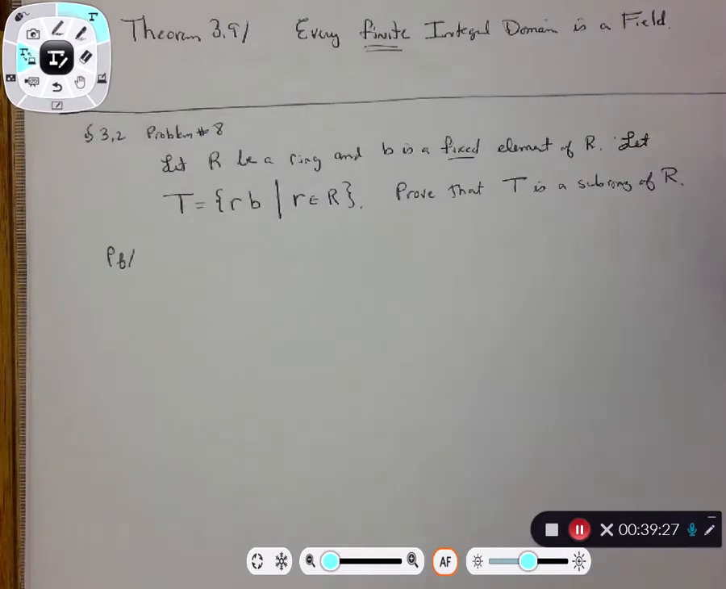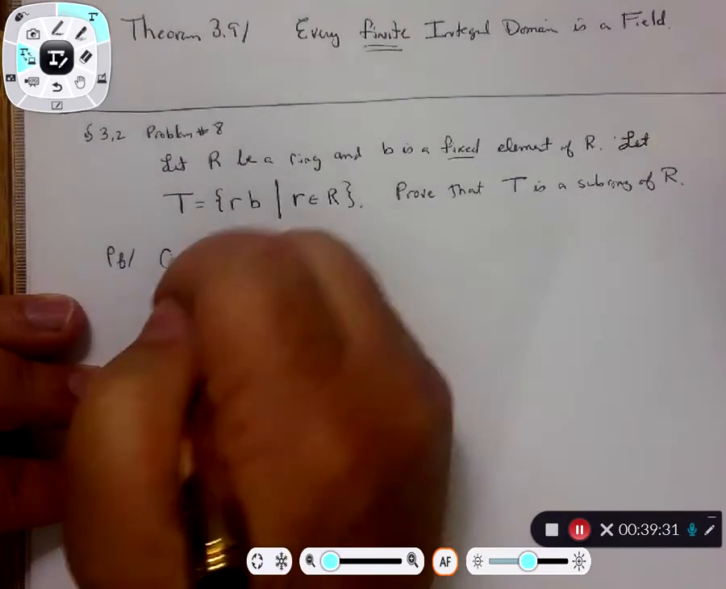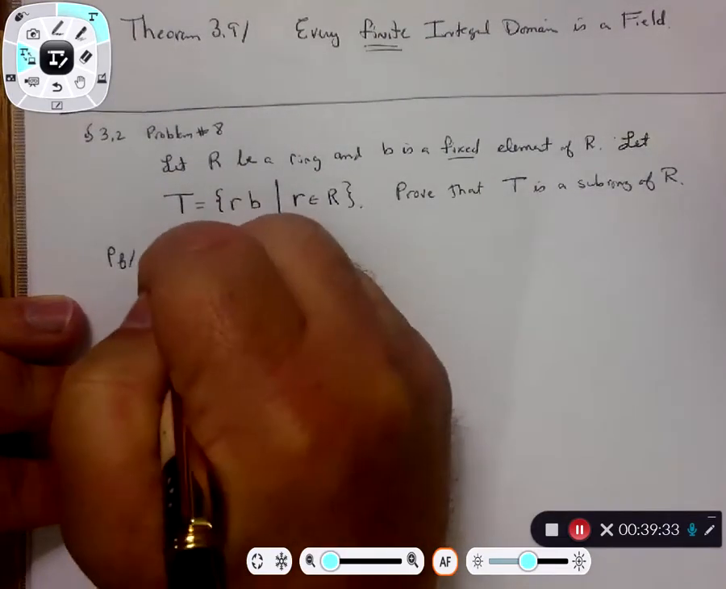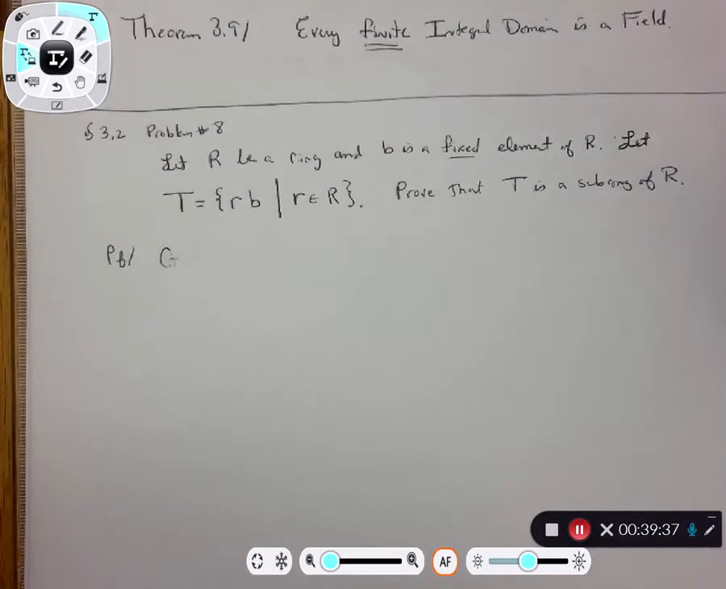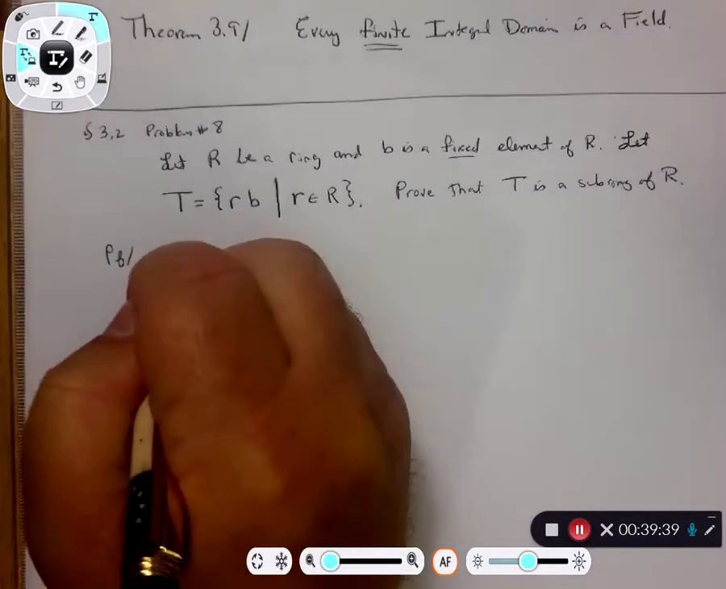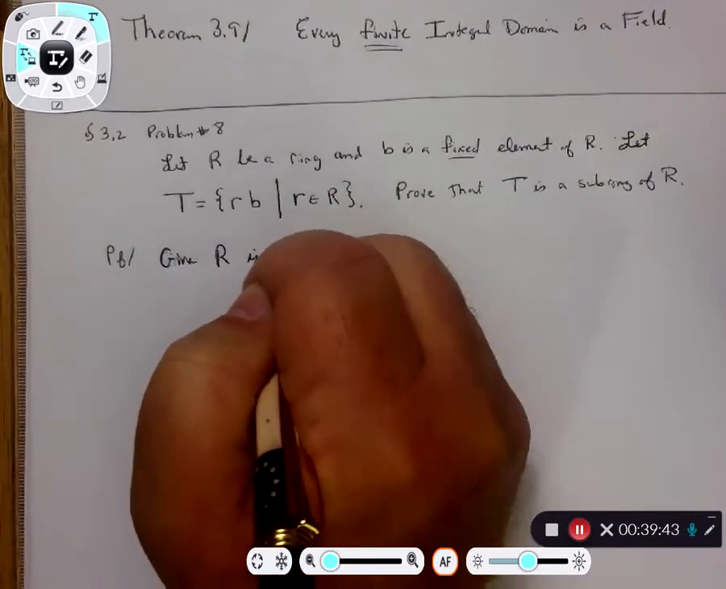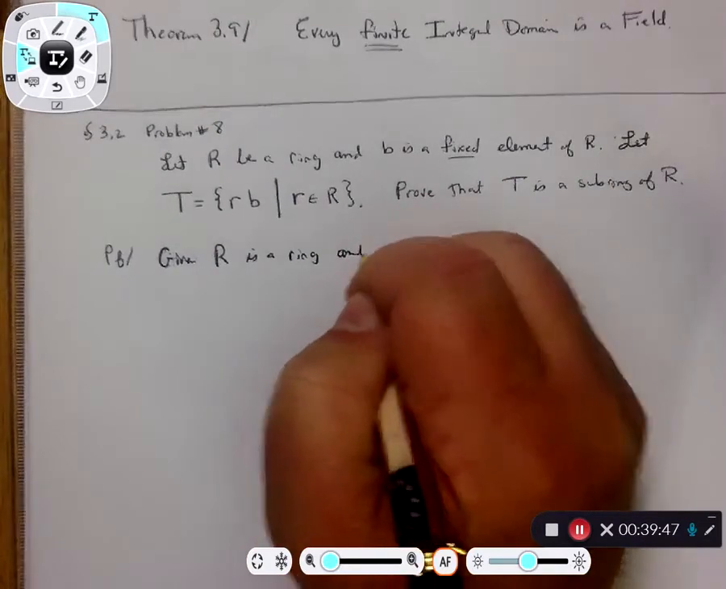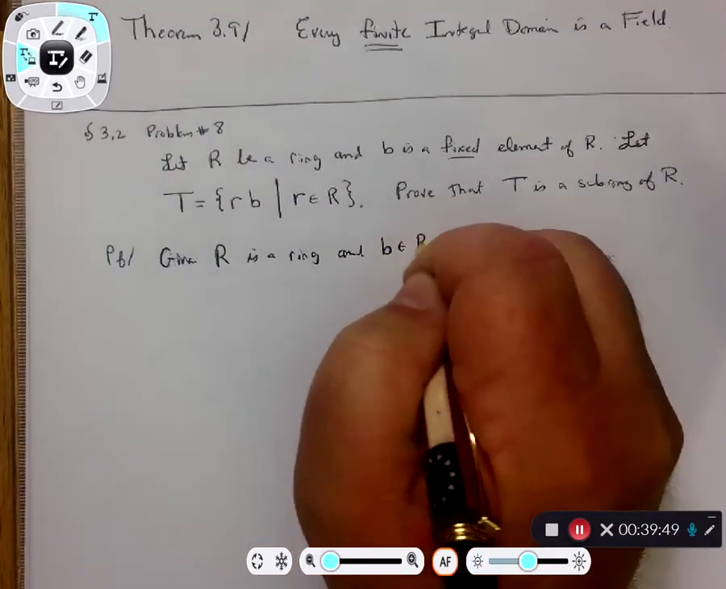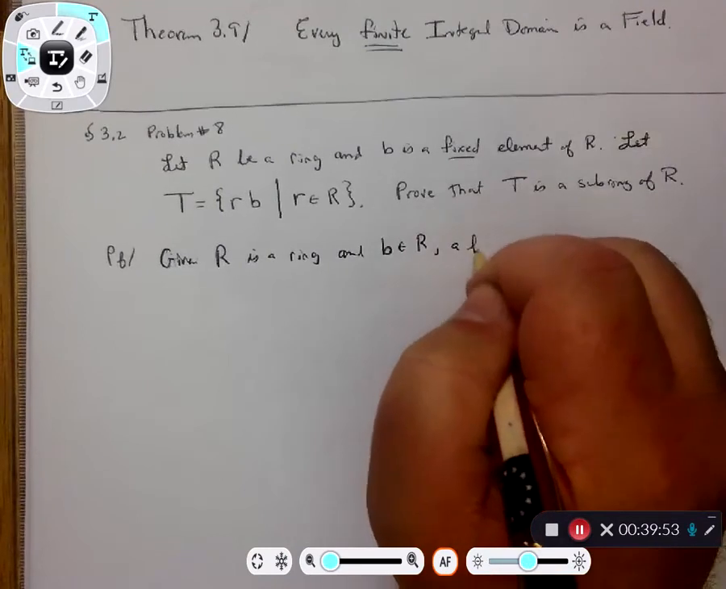All right, so proof. Always start with your givens. Given: R is a ring and B is an element of R, a fixed element.